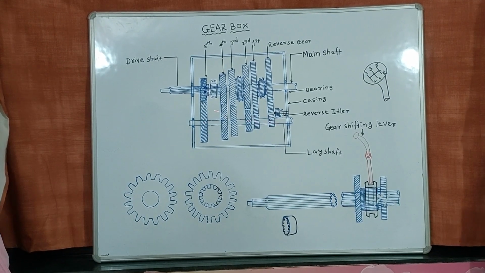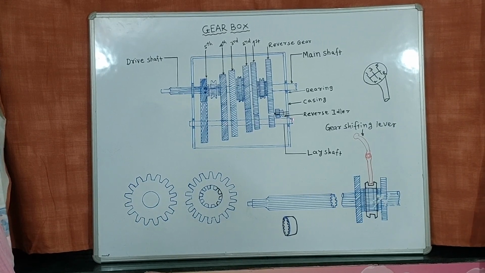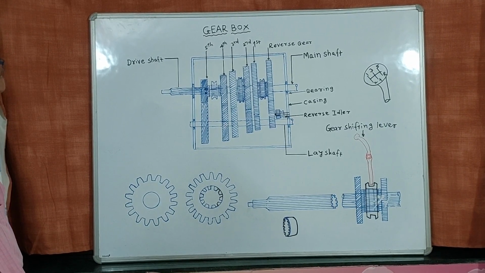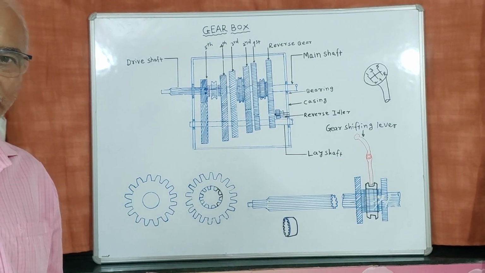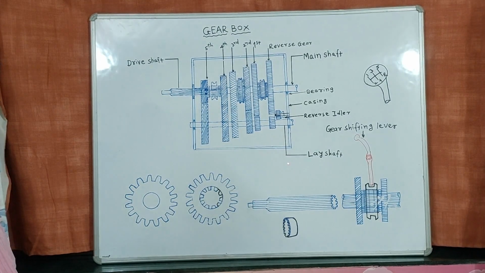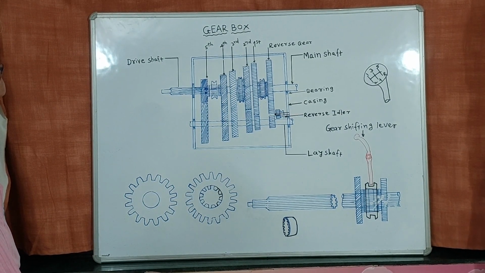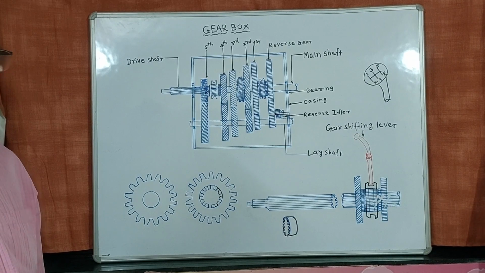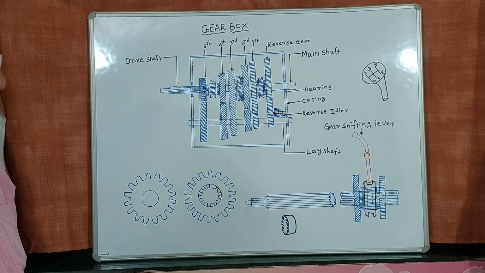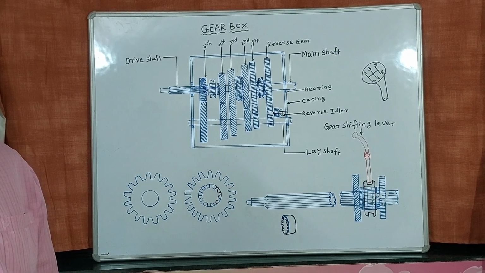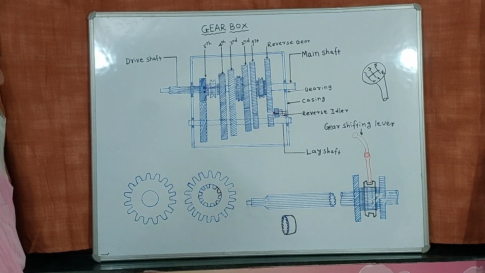The bottom side is also a shaft. From this end to the other end, it is called the lay shaft. Other name is the counter shaft. And a small shaft is given here, the reverse idler shaft. Why is it given there? For taking the reverse gear, to reverse the vehicle, we have to take the reverse side. At that time, it is used.